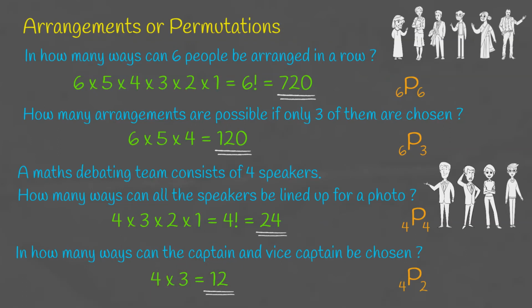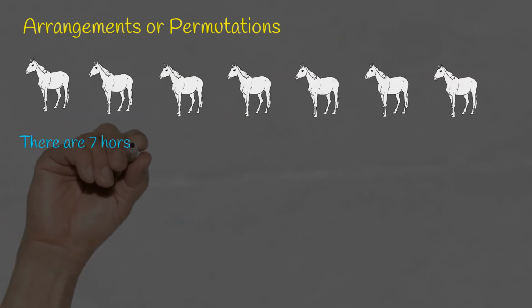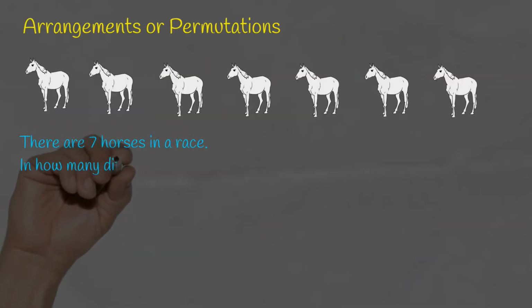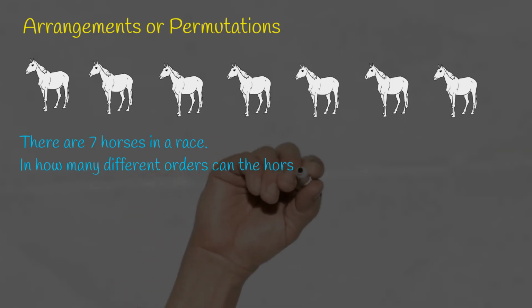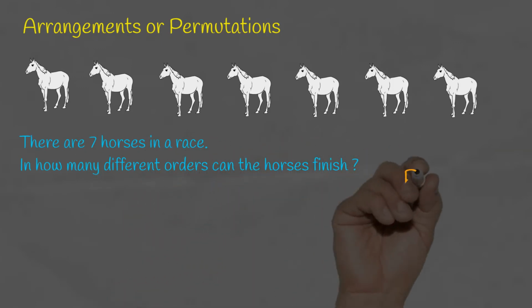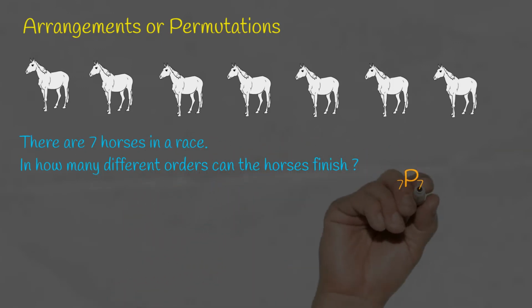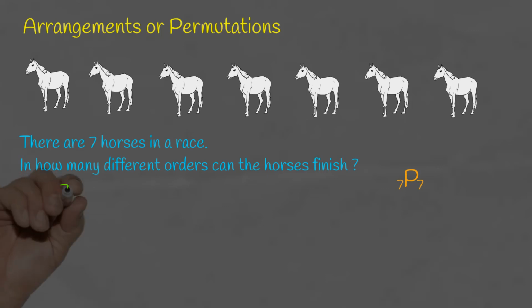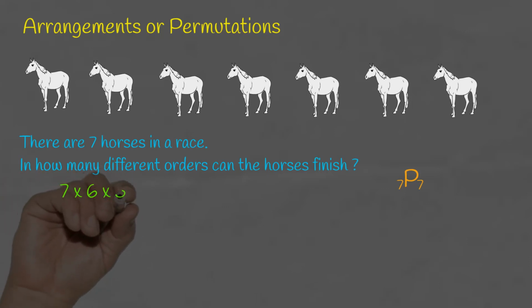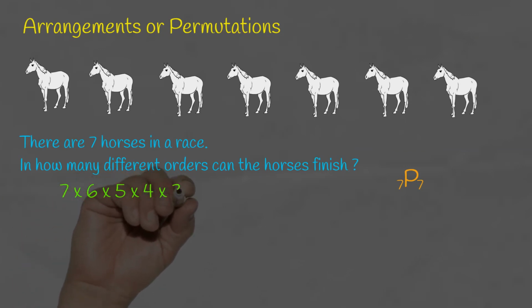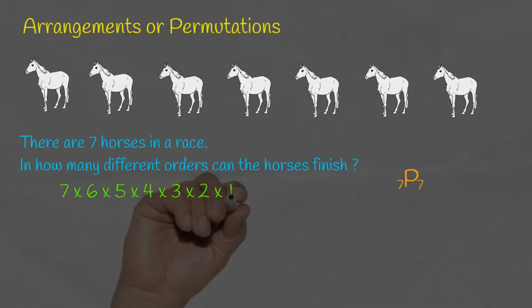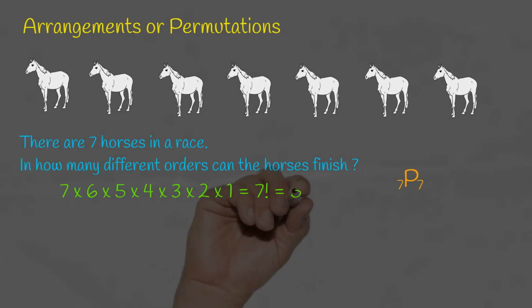And finally, we have a horse race. There are 7 horses and we want to know in how many different orders they can finish, which could also be written as 7p7. And I don't want to sound like a broken record, but for the first position there will be 7 horses to choose from. Then one's been used, so for the second position there are 6. Then for the third position there are 5, then 4, then 3, then 2. So the answer is 7 factorial, or 5040.